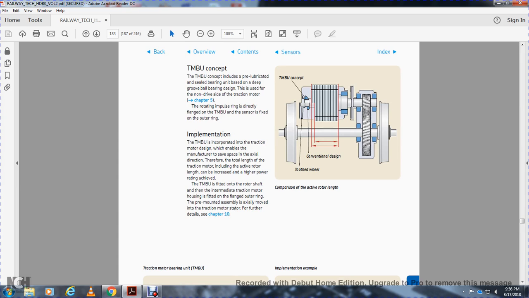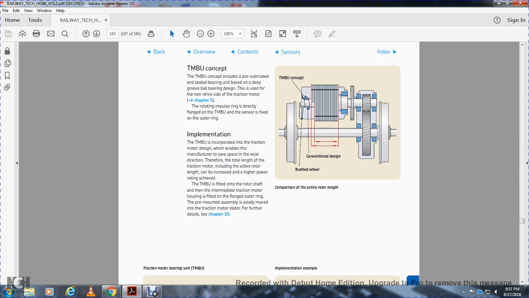Implementation of the traction motor bearing unit with the incorporated sensor enables the manufacturer to save space in the axle direction, so the total length of the traction motor can include the axis of the rotor length increase for higher rated power. The traction motor bearing unit is fitted with the rotor shaft in the intermediate traction motor housing, with a flanged outer ring, pre-mounted to save axle movement. For further information and details, see Chapter 10.